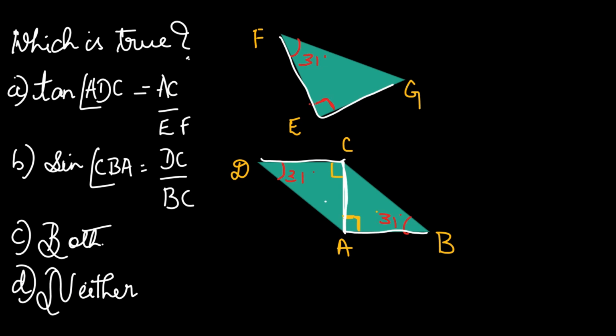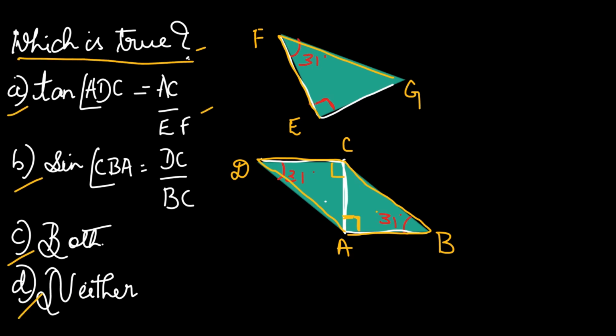Next, it is also given that angles EFG, CBA and CDA are all equal to 31 degrees. This is already given in the question, students. Now they have asked us which of the following is true, whether it is A, B, C or D. How we evaluate this problem is, we have to take each condition and see whether it is true for every triangle, every diagram.